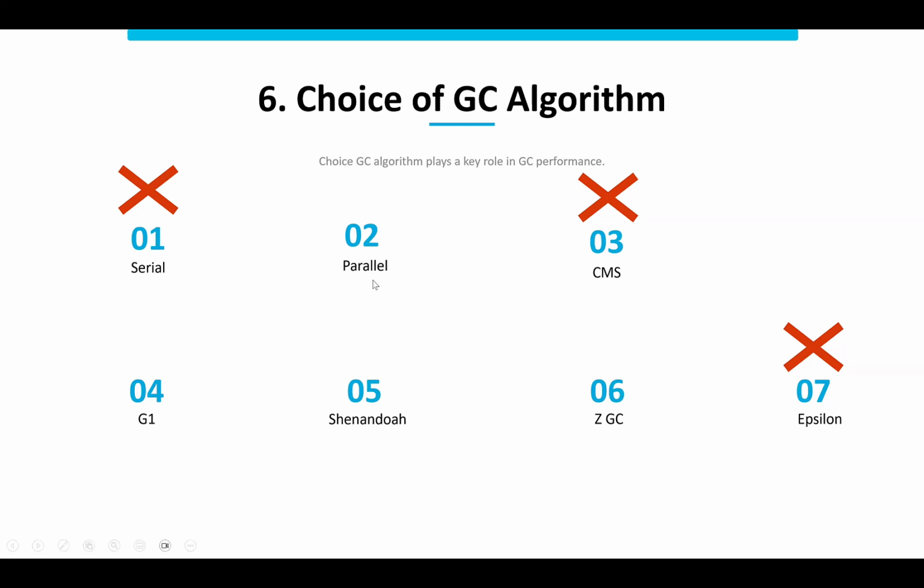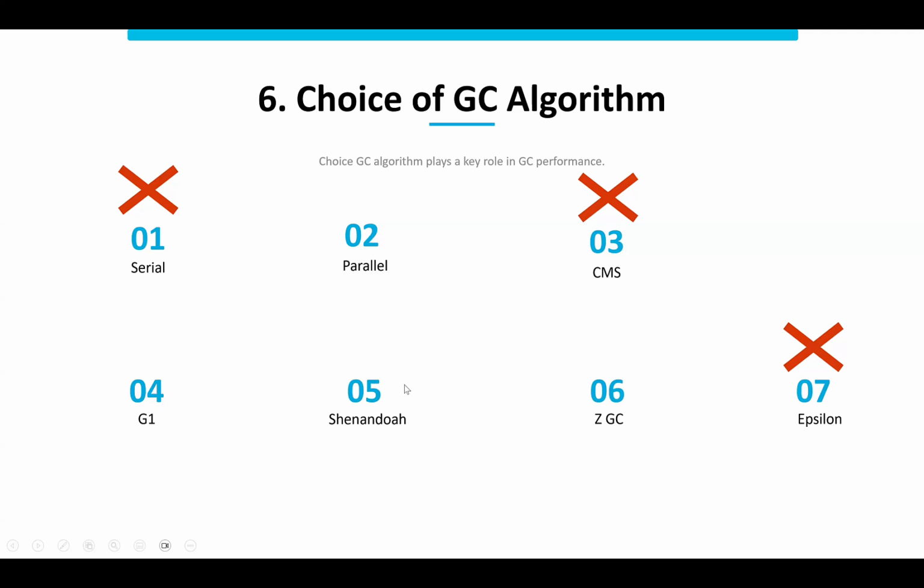You can eliminate it. CMS, concurrent mark and sweep algorithm, has been deprecated in Java 9 and removed in Java 14. So even if you're running on any version before 14, you don't want to be using this one because it has been removed or terminated. You don't want to use an unsupported algorithm, right? And epsilon is basically a no-op GC algorithm. That means no GC runs. So you're left with only these 4 GC algorithms to choose from.